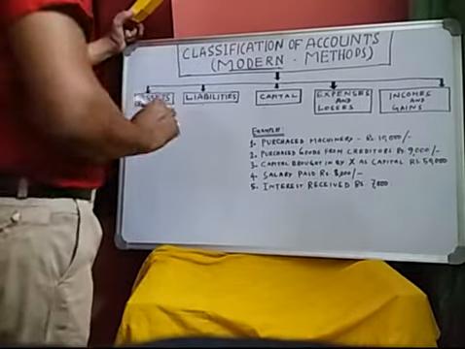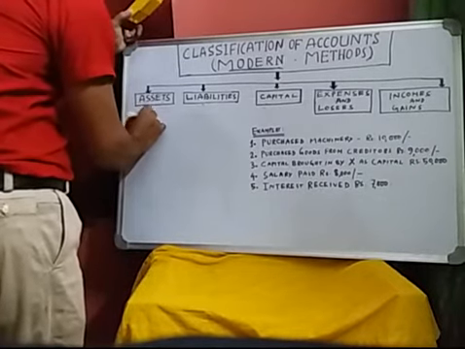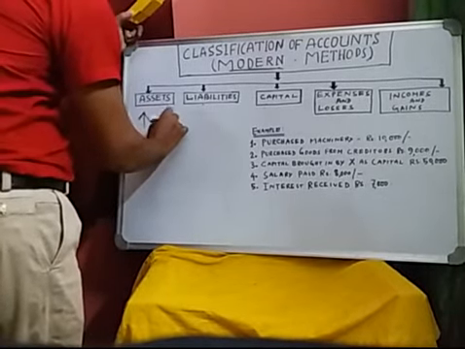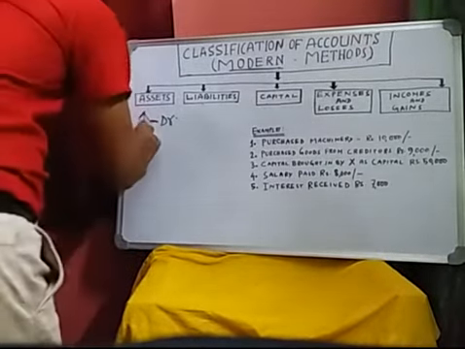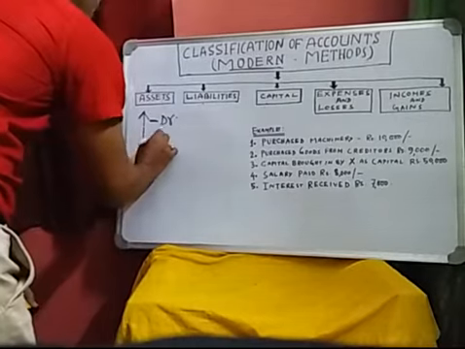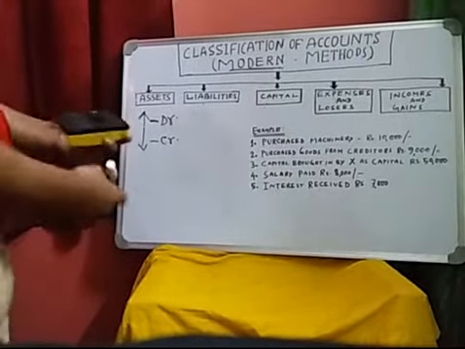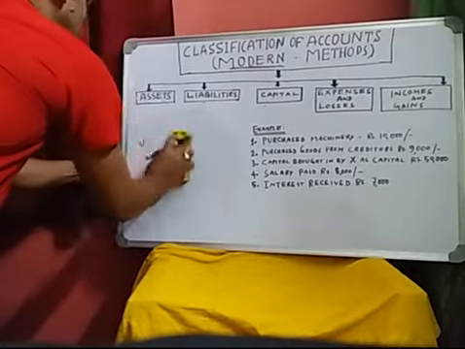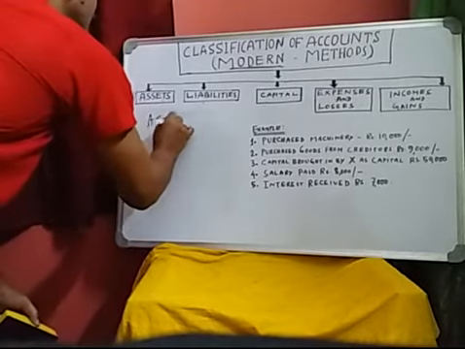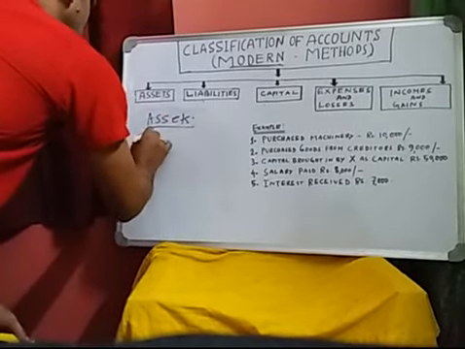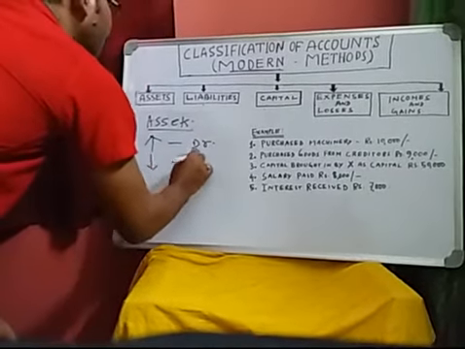Now here you see how you can identify debit and credit in the case of assets. In the case of assets, when assets increase, it will be debit. Clear? When the value of assets decreases, it will be credit. So in the case of assets, increase is debit, decrease is credit.